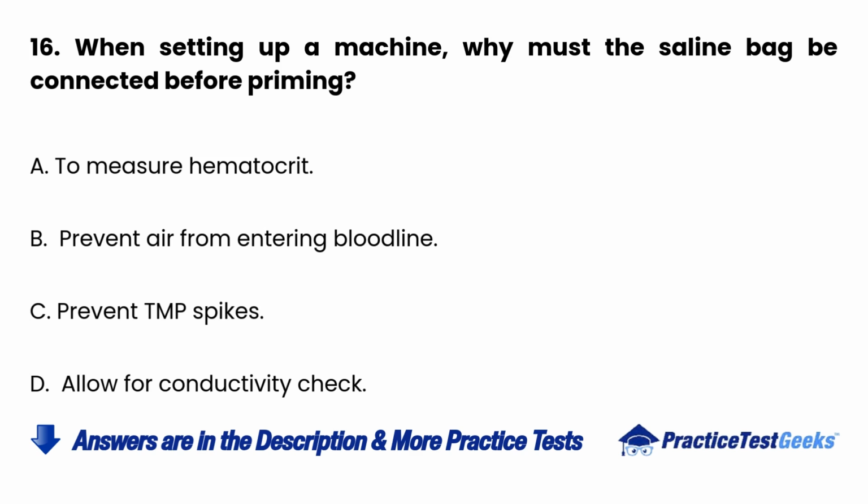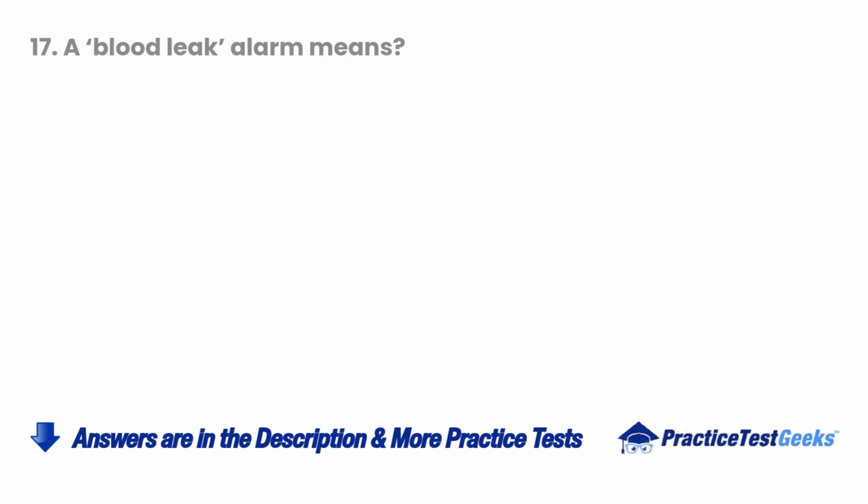16. When setting up a machine, why must the saline bag be connected before priming? A. To measure hematocrit. B. Prevent air from entering bloodline. C. Prevent TMP spikes. D. Allow for conductivity check.